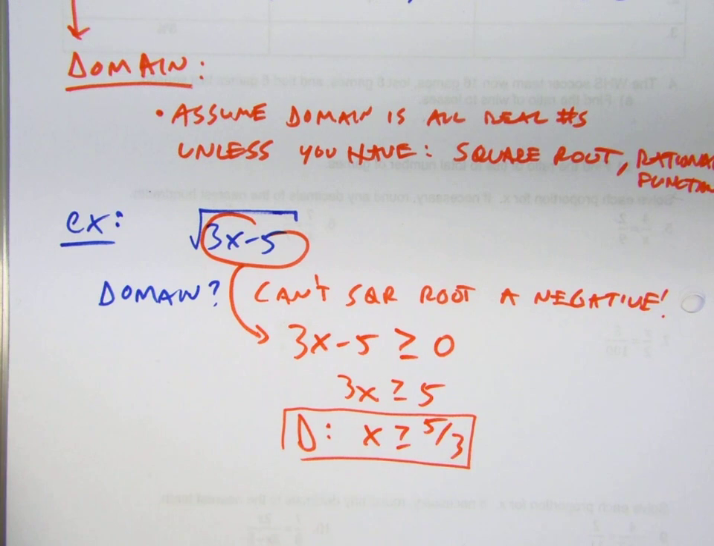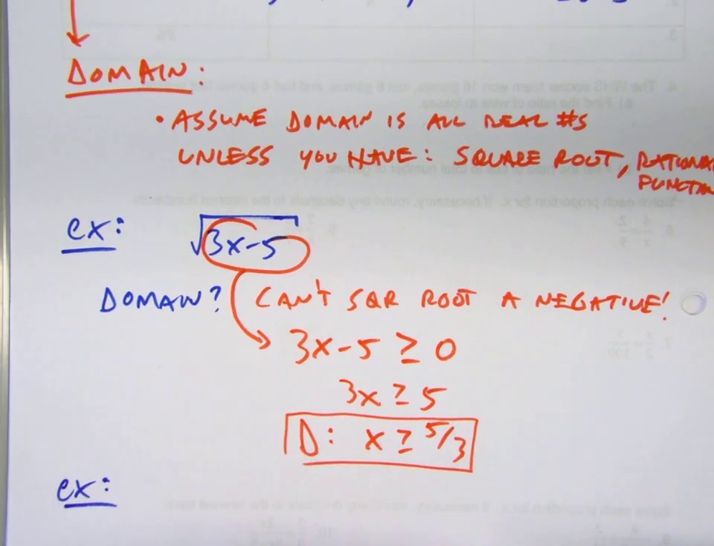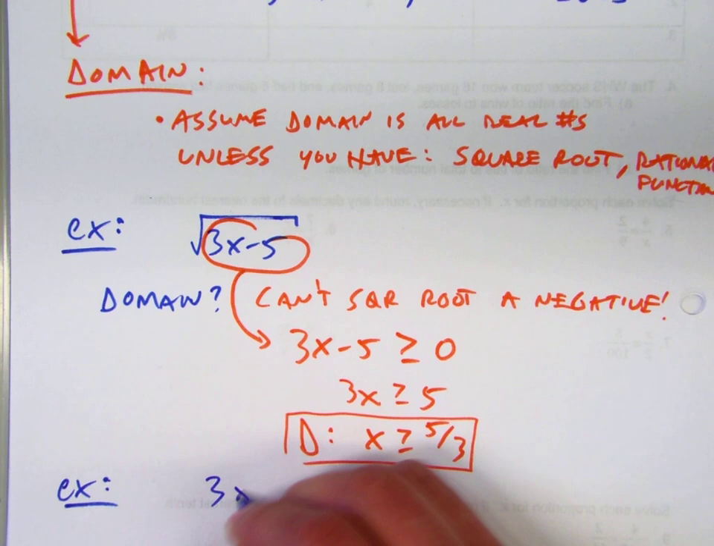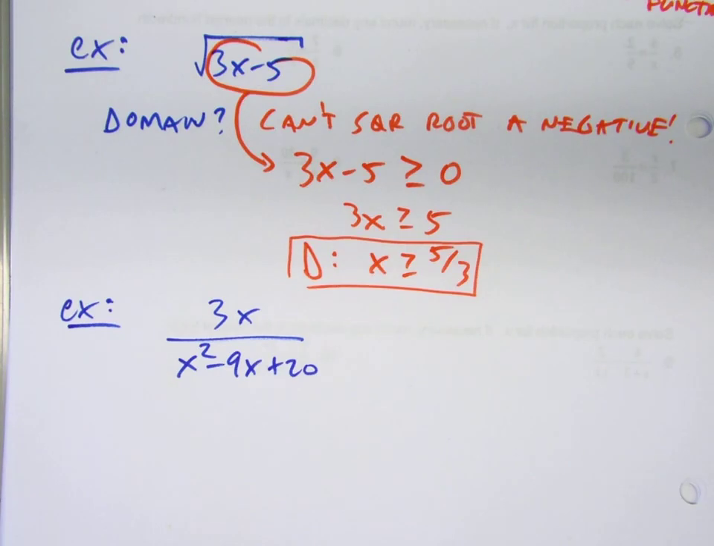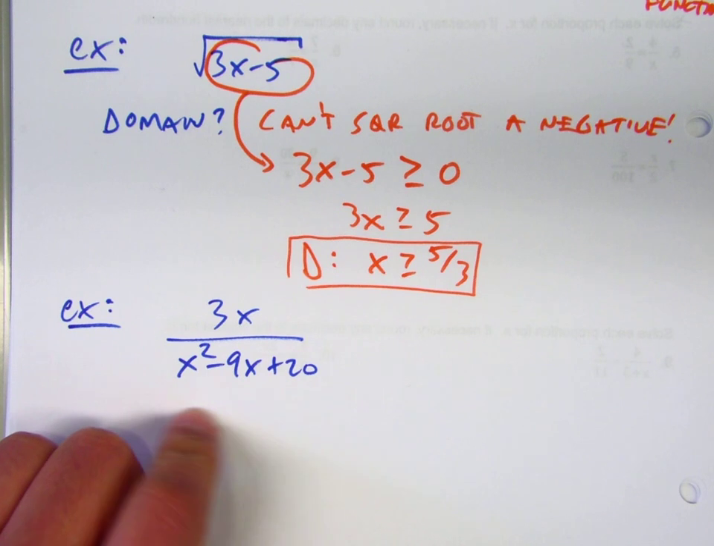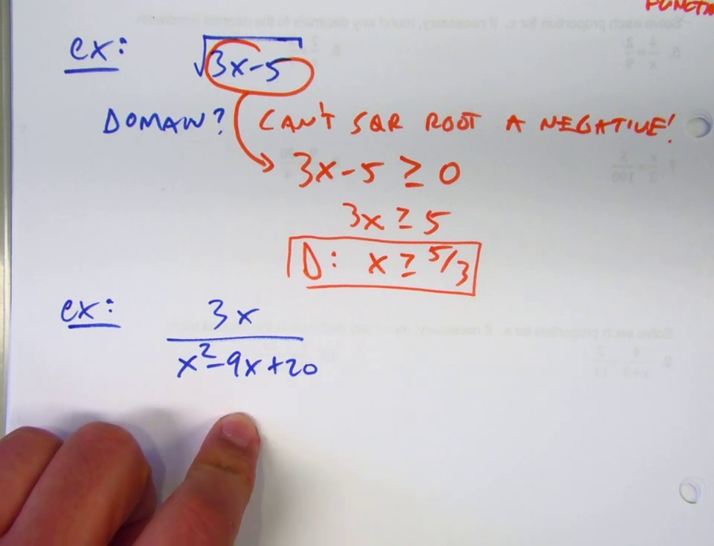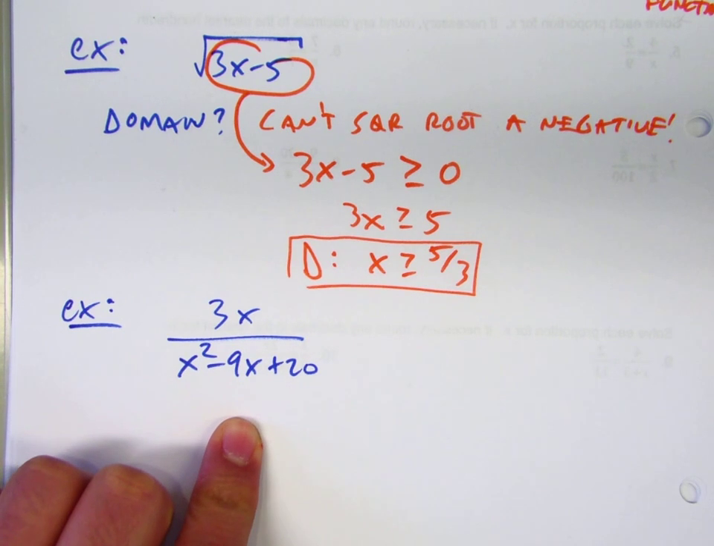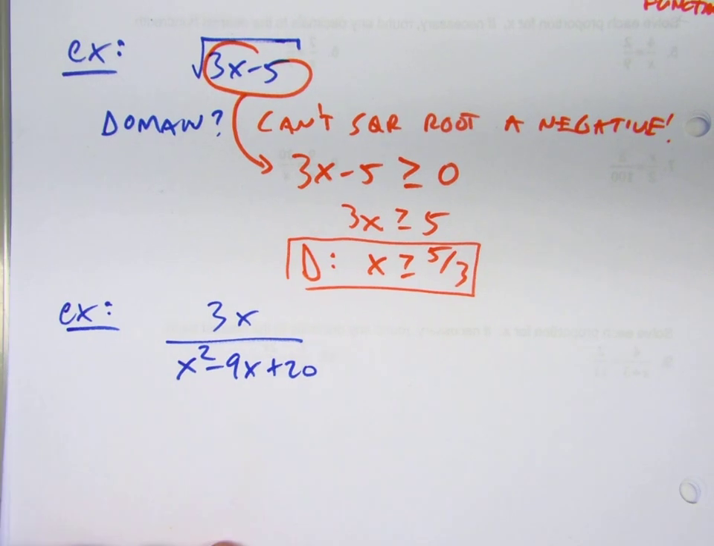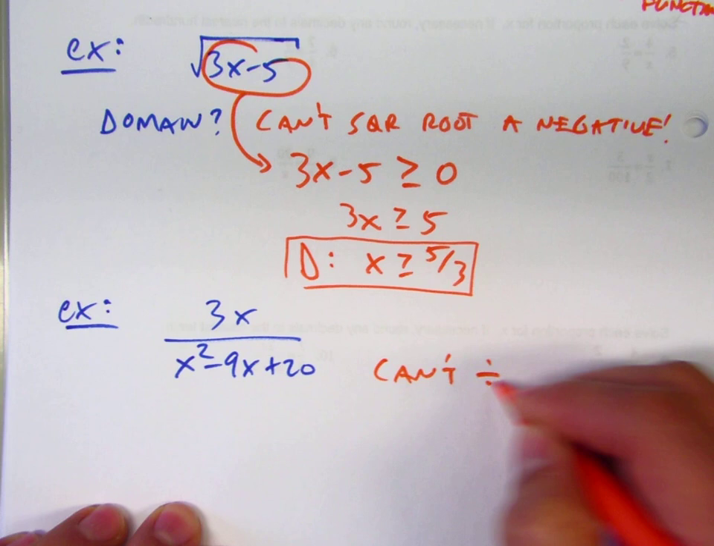Okay, here's another example. Let's say we have 3x over x squared minus 9x plus 20. The reason we want to be careful with rational functions is because now we introduce division. And again, sometimes to find the domain, it's easier to think of rules that you've learned, like what are you not allowed to divide by? What can we never divide by? 0. Okay, can't divide by 0.